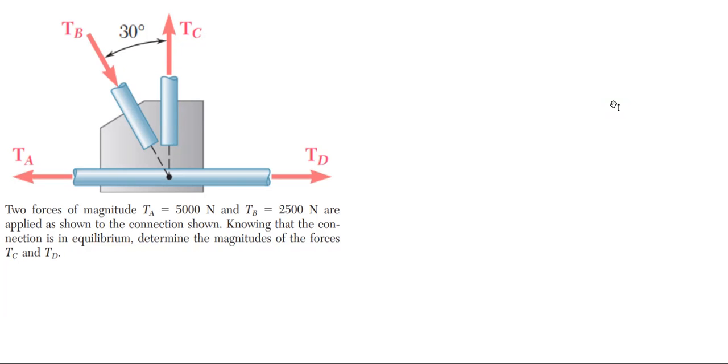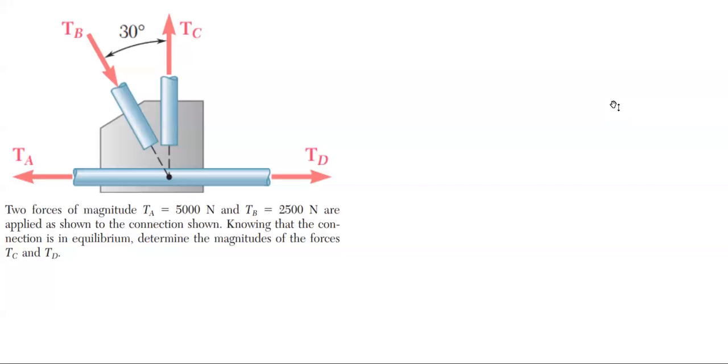So we're going to be working with this problem shown on the screen, and this is an equilibrium problem, so let's go over it. Two forces of magnitude TA, which is 5,000 newtons, and TB, which is 2,500 newtons, are applied as shown to the connection shown above. Knowing that the connection is in equilibrium, determine the magnitudes of the forces TC and TD.